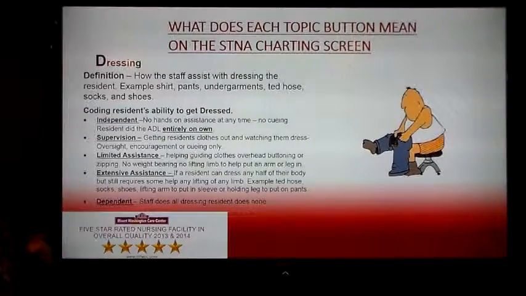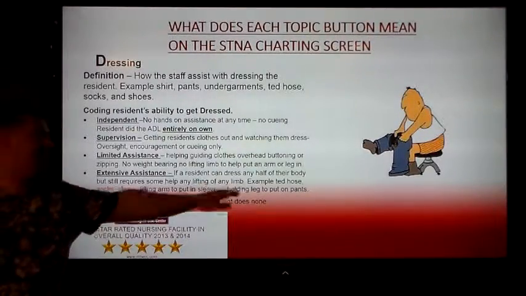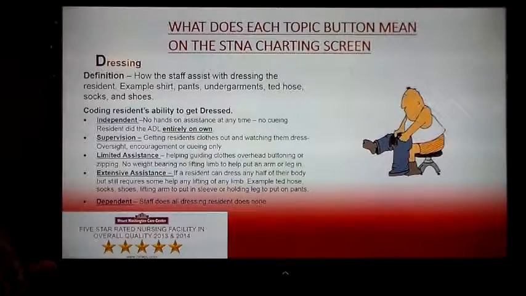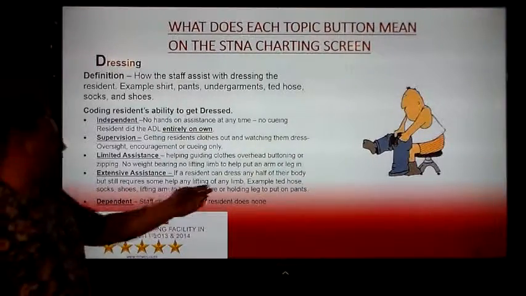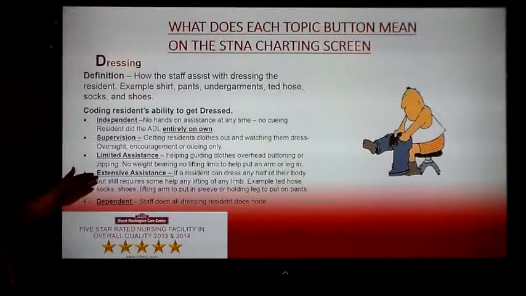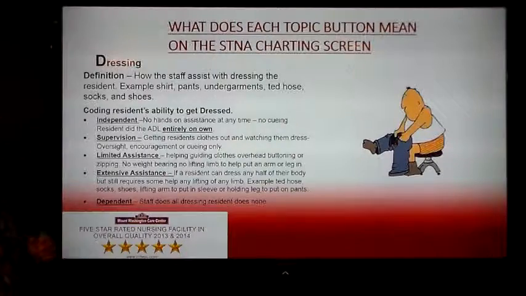Extensive assistance, if the resident can dress any half of their body but still requires some help lifting of any limb. Examples, assisting putting on Ted hose, socks, shoes, lifting an arm to put in a sleeve, holding a leg to put on pants, that is extensive assistance. Dependent, staff does all dressing and the resident does not assist at all.